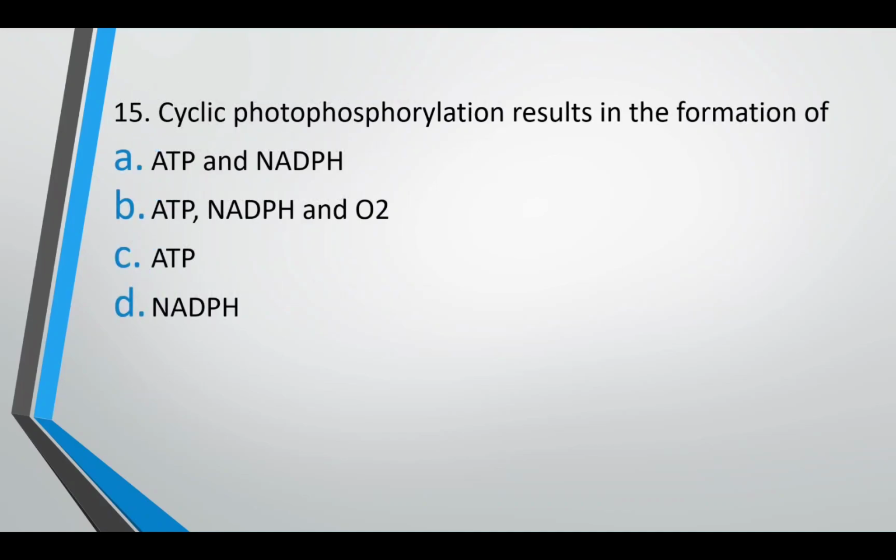Question number 15. Cyclic photophosphorylation results in formation of ATP and NADPH, ATP, NADPH and oxygen, or ATP. So the correct answer is option C. Cyclic photophosphorylation results in formation of ATP.